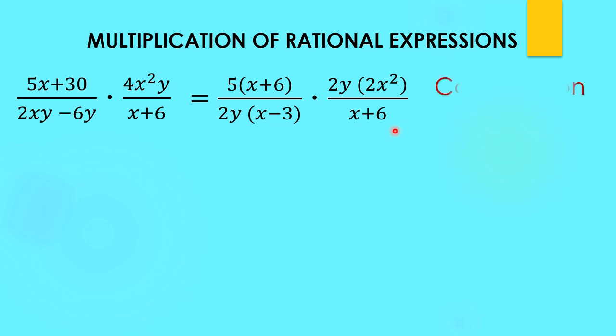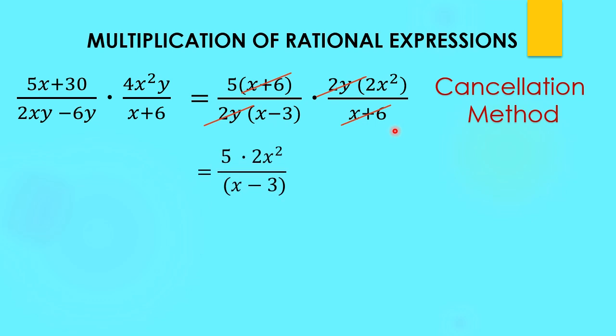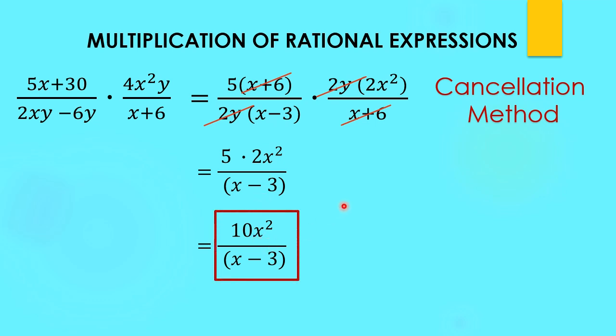So we're going to use the cancellation method. To cancel, let us remove all the common factors. So I see 2y as their common factor, and then x plus 6. So what we have is 5 and 2x squared over x minus 3. And then multiply 5 and 2x squared. So 5 times 2, it will give us 10x squared over x minus 3. So this is our final answer.